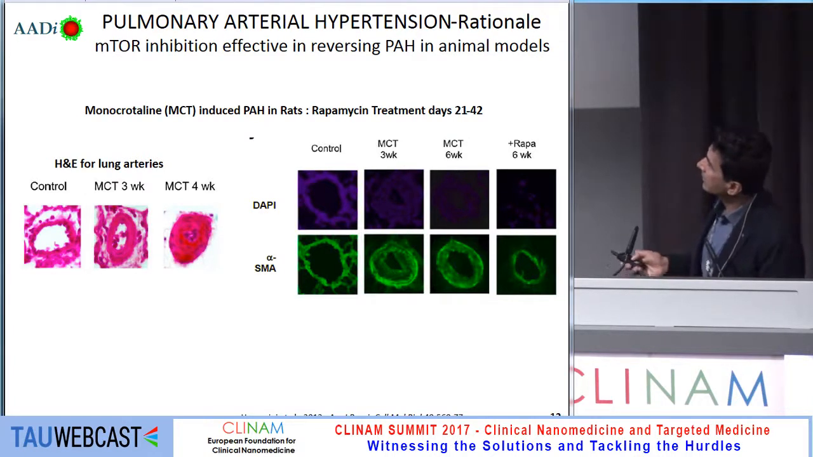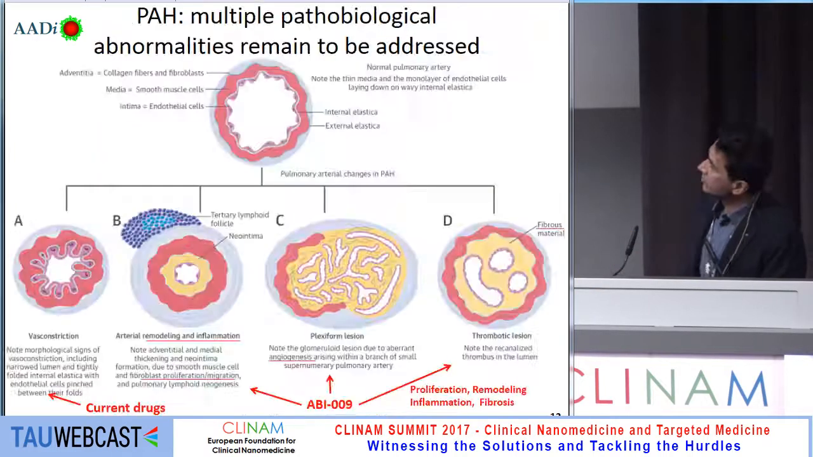And similarly, here is a treatment. Once you've developed the disease in the animals, here's a cross-section of arteries, then you come back with rapamycin, and you can see the reversal. So that's what we hope to achieve.